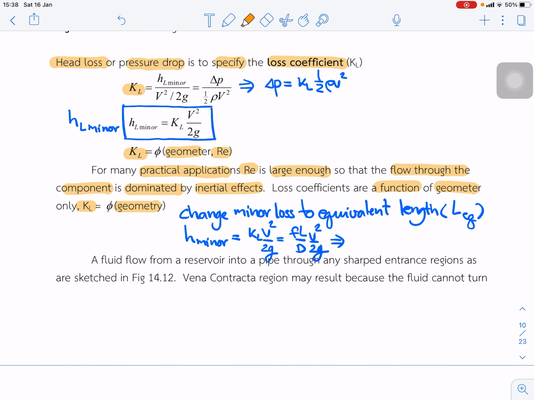And we want to change the minor loss to the major loss using the equivalent lengths. We can use this between the major loss and minor loss. We can show that equivalent length equal to KL D over f. We can convert from minor to major with the same head loss using this method.